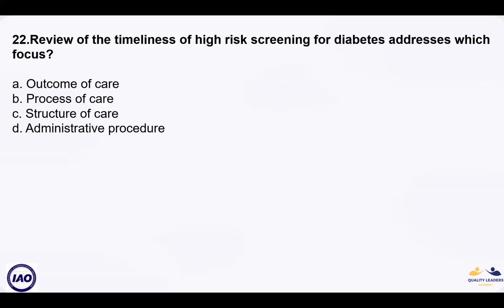Is it about any resources or systems? No. So it is not a structure. Is it about a clinical activity being performed? Yes. So it is a process. Is it about what happened to the patient's health? No. So it is not an outcome. Okay. And as we know, administrative procedure is not in the Donabedian framework. So when this is not a structure, when this is not an outcome, the right answer is B, process.